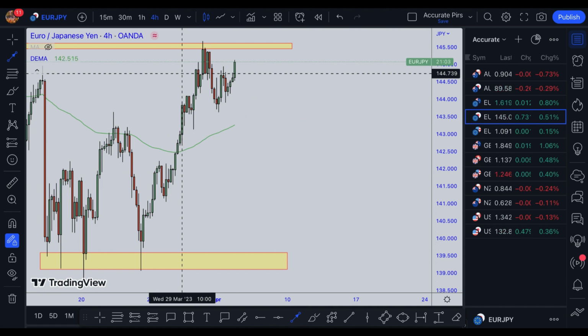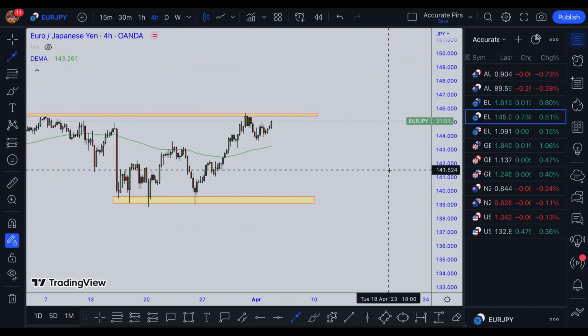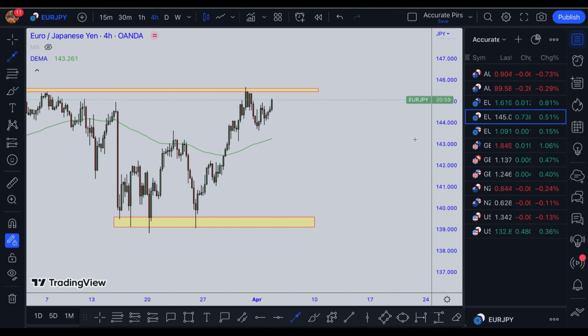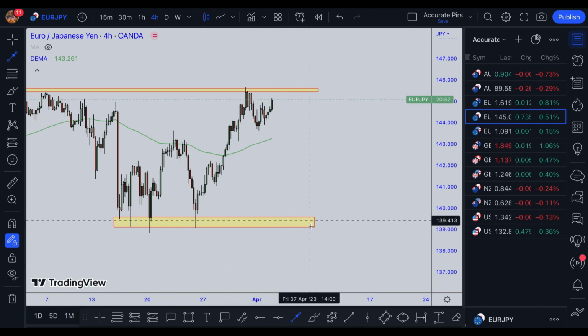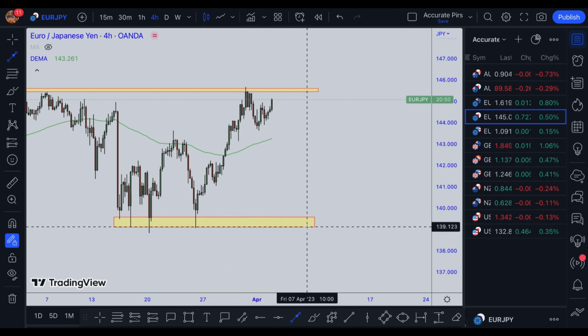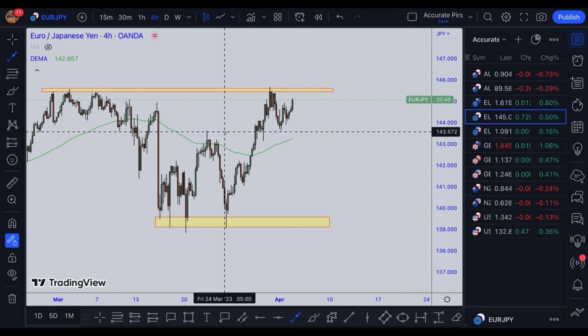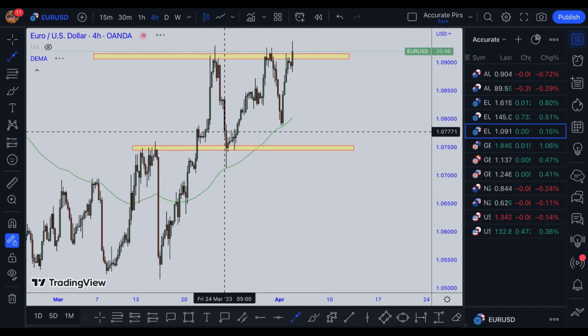Let's move on to EUR JPY. I'm not seeing much. I do think the support and resistance levels are too far apart, so I'm not expecting the market to come back down to this level anytime soon. So with EUR JPY, it's pretty much a waiting game.